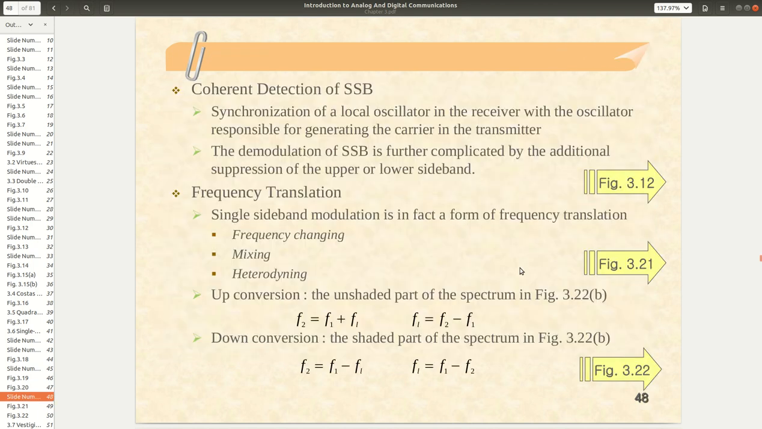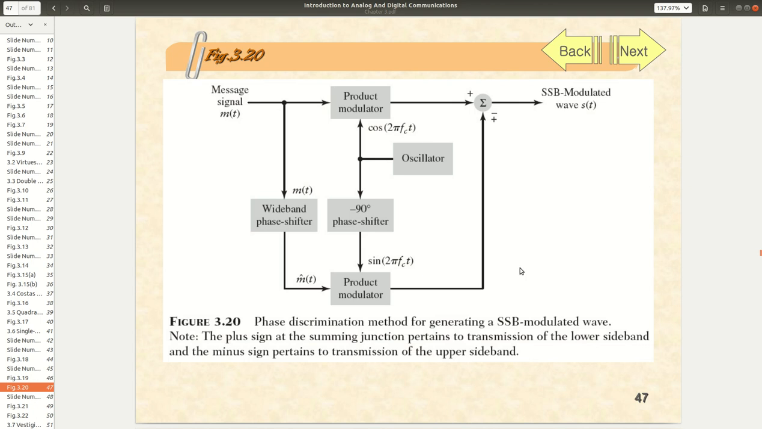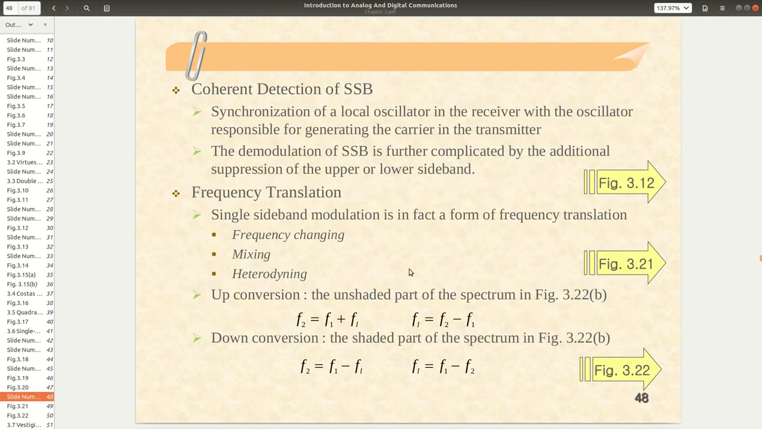Okay, so here, this is the second question in this lecture. I want you to describe mathematically and in written words how that is happening, how the wideband phase shifter or phase discrimination works. How can I remove one side, the upper sideband or the lower sideband, of the signal?